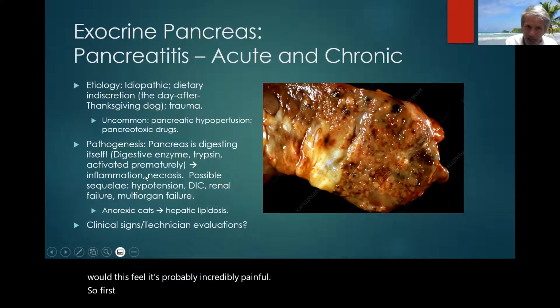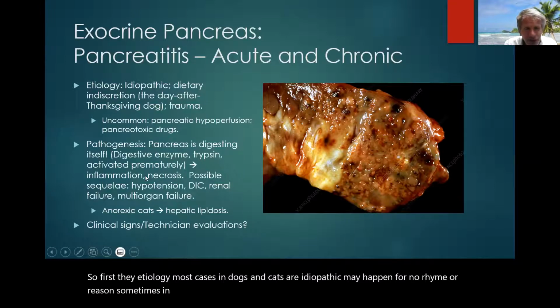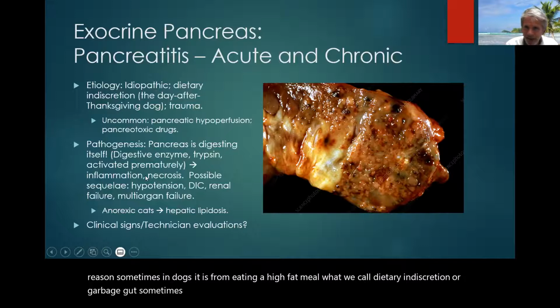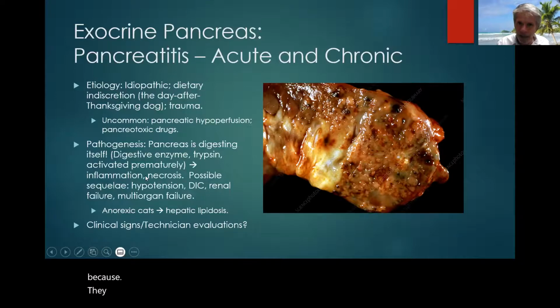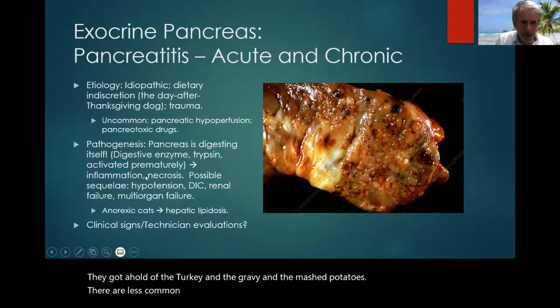First, the etiology. Most cases in dogs and cats are idiopathic. They happen for no rhyme or reason. Sometimes in dogs, it is from eating a high fat meal, what we call dietary indiscretion or garbage gut. Sometimes the day after Thanksgiving, we see dogs with pancreatitis because they got a hold of the turkey, the gravy, and the mashed potatoes. There are less common causes; they're possible, but less common.